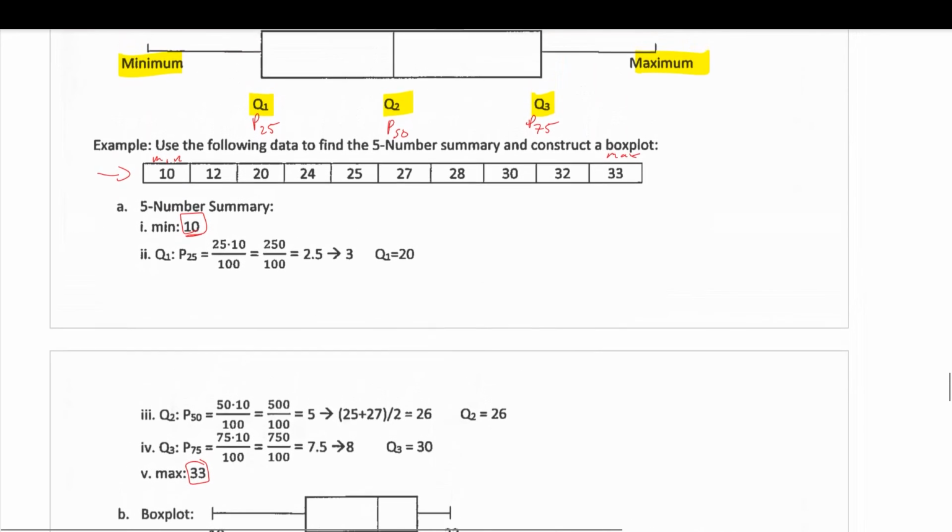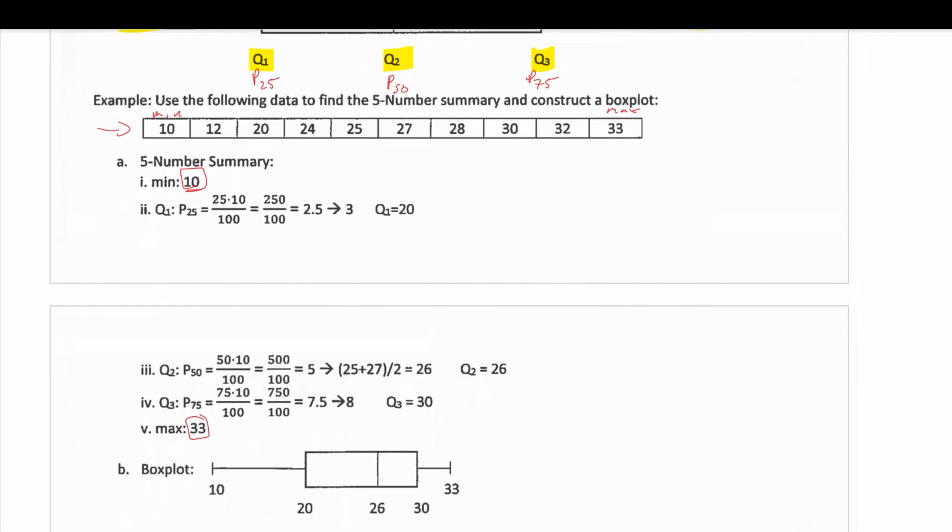Okay, now for the quartiles, you could do it this way using P25, P50, P75. But I would actually do something different. Now, these aren't supposed to be equal signs here. These are just location values. So these are more like colons. I would do something different.